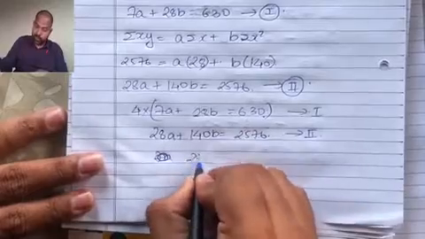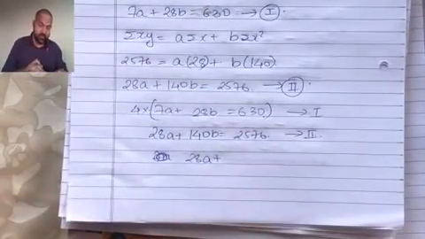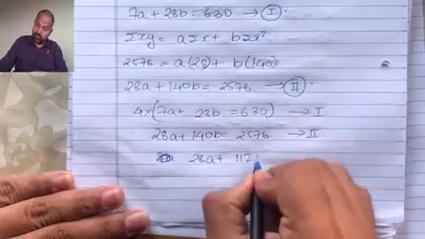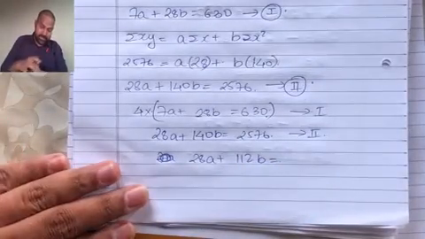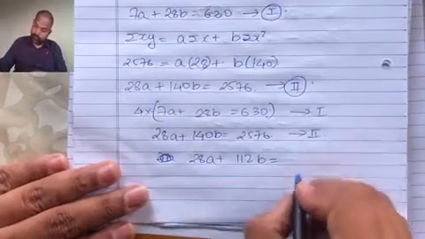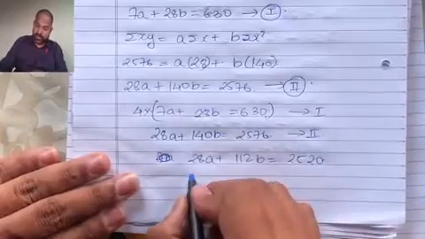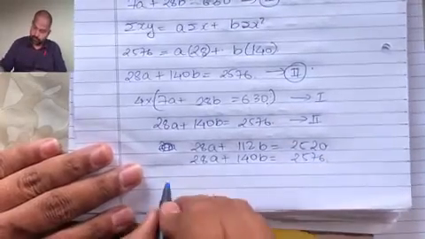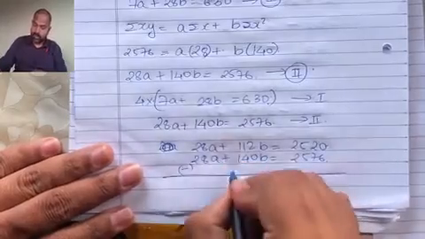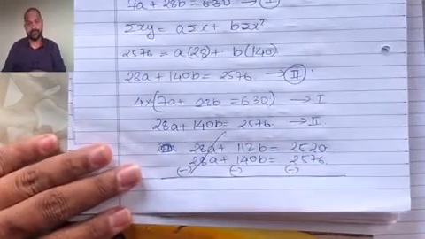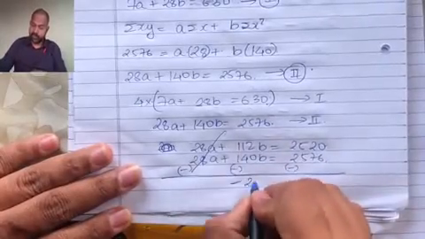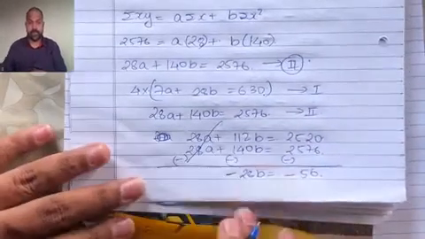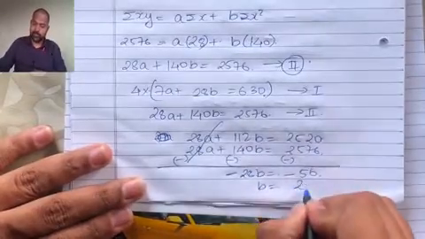7 into 4 is 28a plus 28 into 4, which will be 112b, is equal to 630 into 4, which is 2520. The second equation doesn't change: 28a plus 140b is 2576. Subtract, and the a terms cancel. What does this become? This becomes a negative 28b is equal to a negative 56. Negative negative cancels, 28 goes on the other side, b becomes 2.